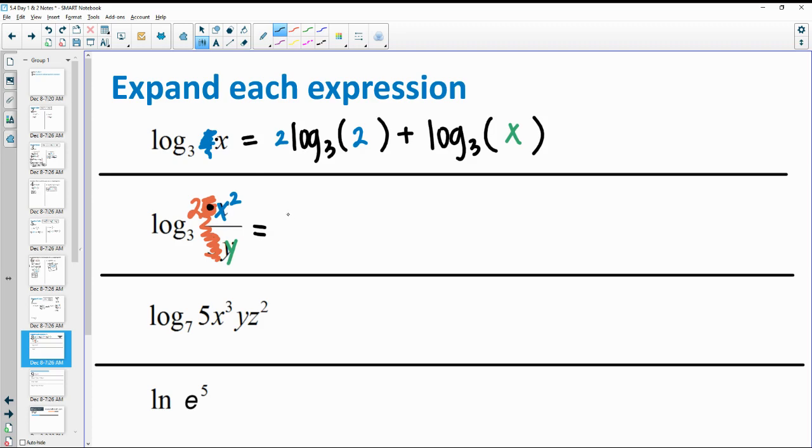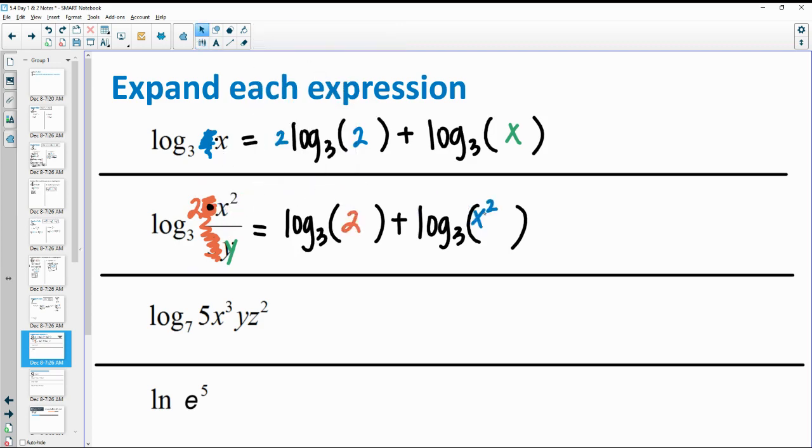So the stuff that's on top is just going to be multiplication, because those are going to be products. And so we're just going to be adding those together. So we've got the log base 3 of 2 here, and then the log base 3 of x squared, and we're just adding those. Then we've got this division here. So this division is subtracting log base 3 of our bottom. So log base 3 of that y.